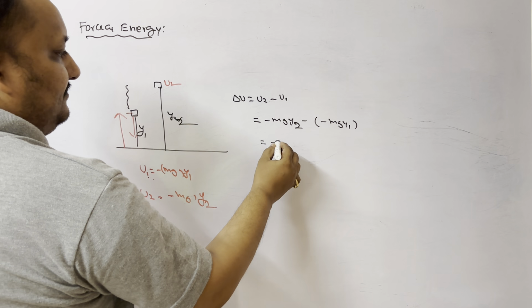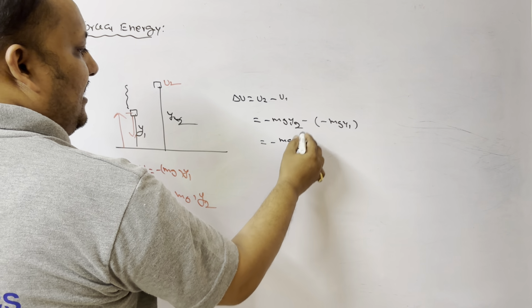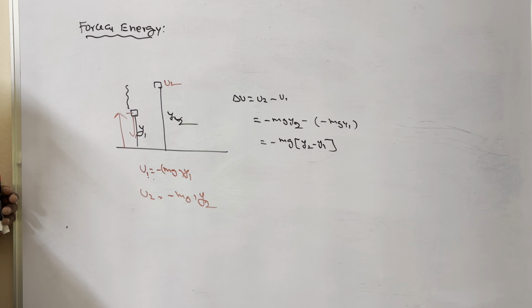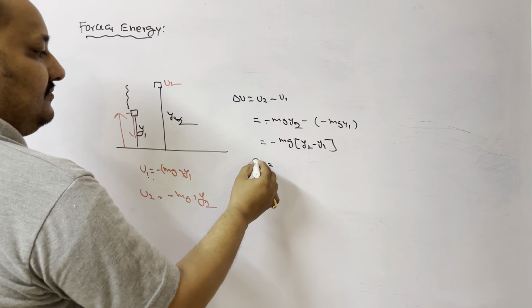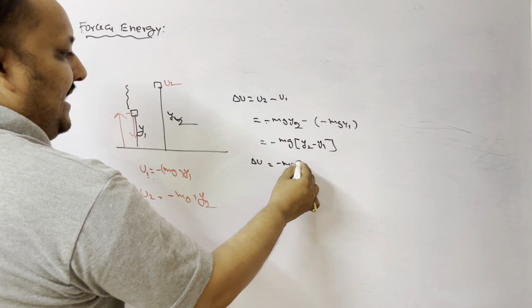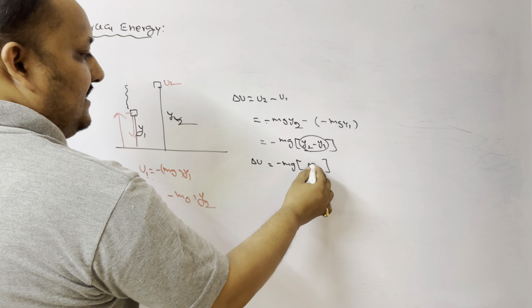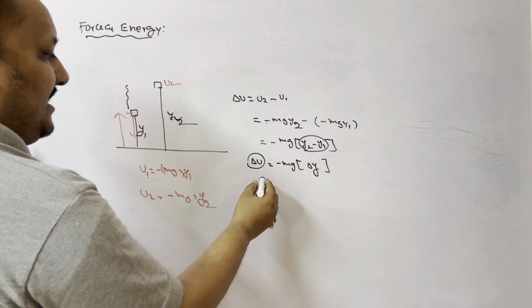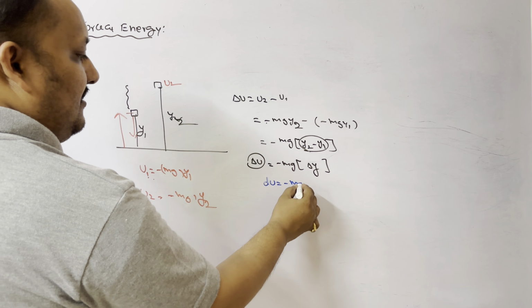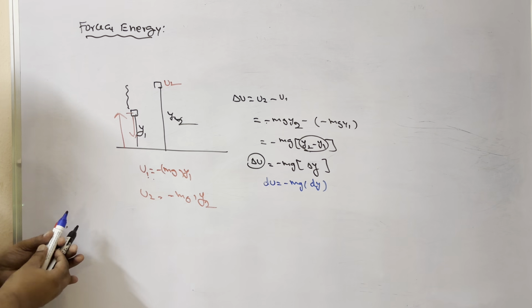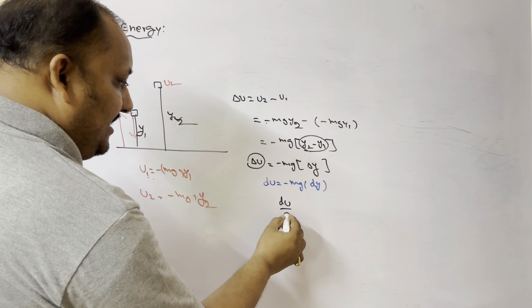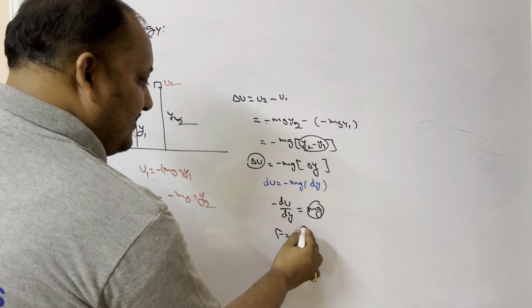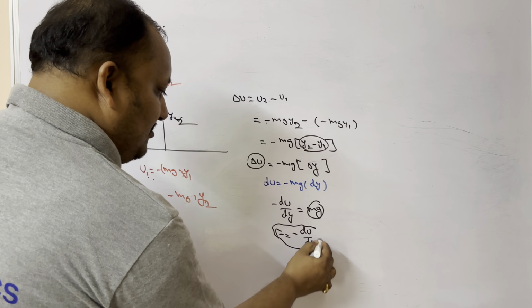Then how much will you get? Taking minus mg common, we get y2 minus y1. So delta U is equal to minus mg delta y. For our convenience, taking a small change, dU is equal to minus mg dy. So they will write dU by dy is equal to mg, and mg is nothing but the gravitational force. F is equal to minus dU by dy.